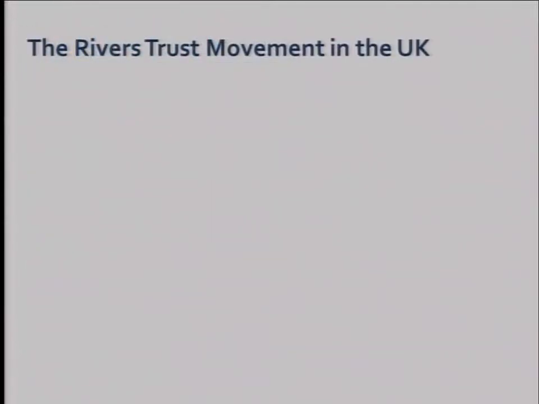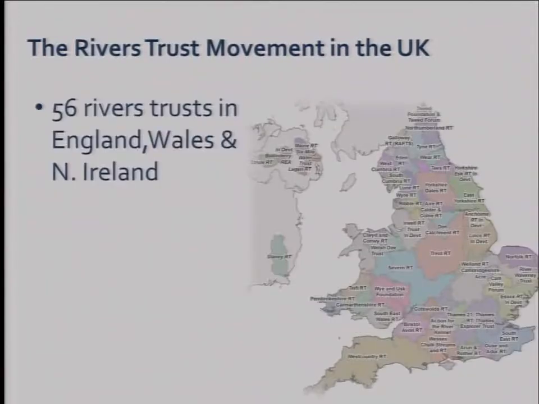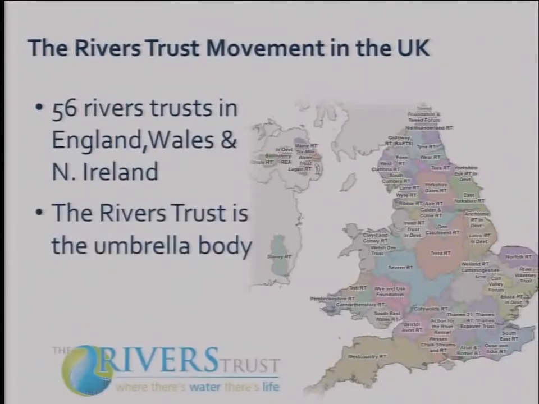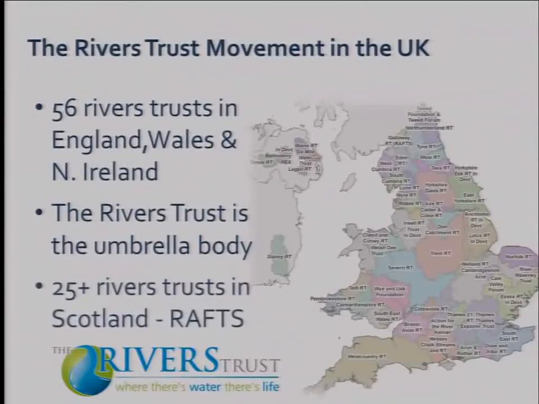So I'm going to start by giving you a bit of a who, what, why and where, really. The Rivers Trust movement in the UK, we're a charity and we represent a whole network of other charities. There are now 56 Rivers Trusts in England, Wales and Northern Ireland. And we're the umbrella body, so we provide training, advice, technical support, and really try and coordinate a lot of the activity that's going on. And we work very closely as well with our counterpart in Scotland.